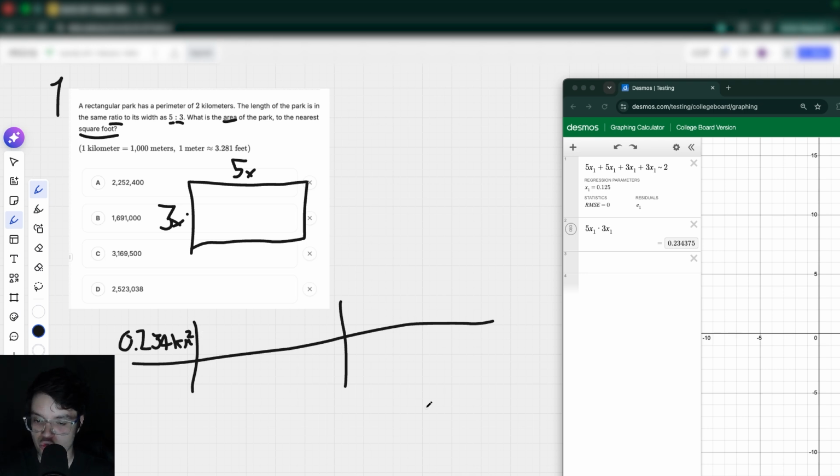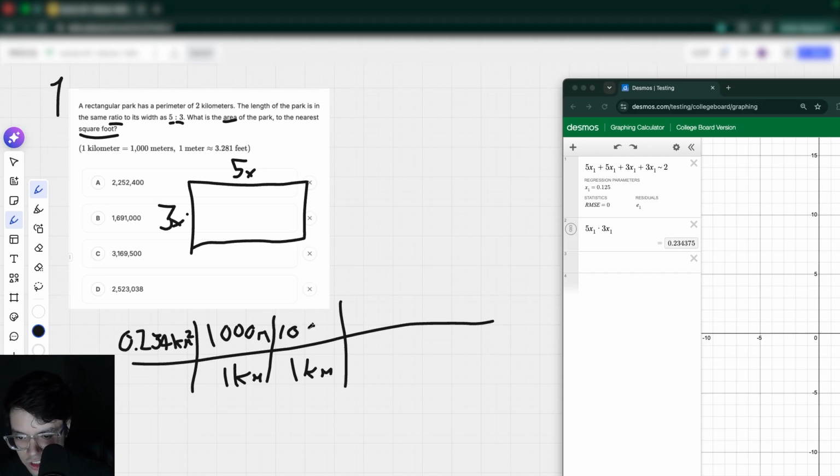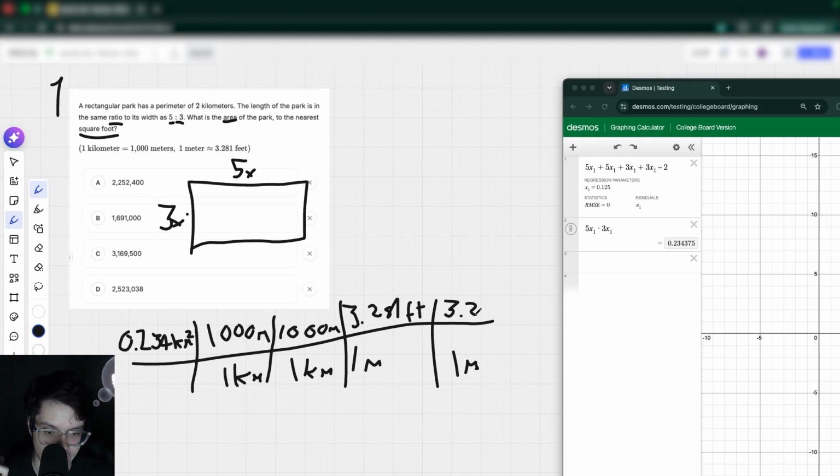And then we have to go through this process again. So this is going to be kind of tedious. First, let's get rid of the kilometers. So we do 1 kilometer is equal to 1,000 meters. And then again, 1 kilometer is equal to 1,000 meters. And then now that we've gotten rid of the kilometers, we have to do the same thing with the feet. So we would say here 1 meter is equal to 3.281 feet. And again, 1 meter is equal to 3.281 feet.